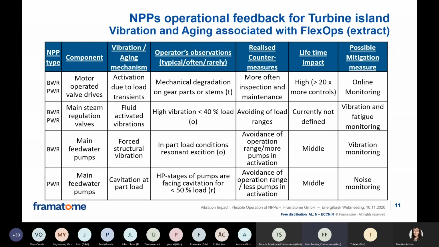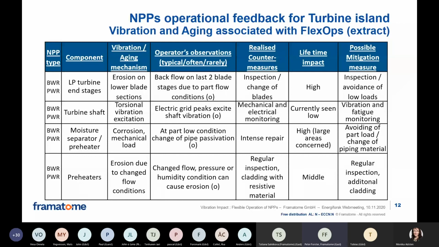So also a topic on main feedwater pumps in the last row, that cavitation occurred on the high pressure stages of the pump with loads lower than 50%, quite rarely. The operator tries to avoid this operation range and runs fewer pumps in this range. So the lifetime impact is middle, and noise monitoring is a further mitigation measure. So please, the next slide.